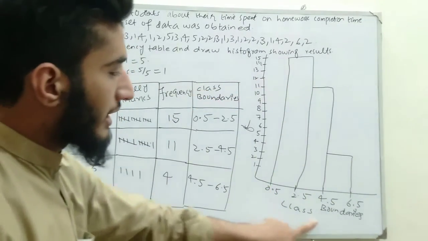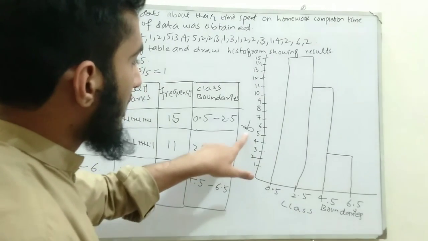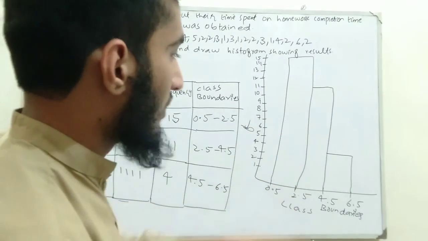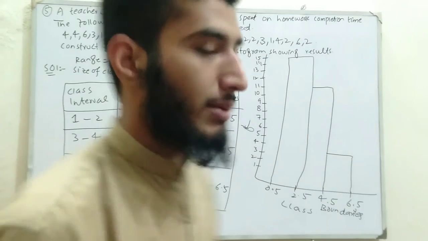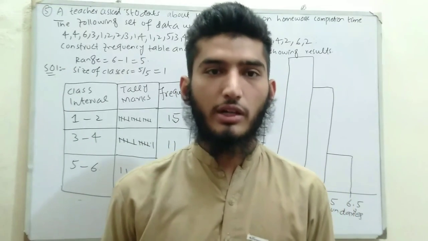For the histogram, on the x-axis we have class boundaries, and on the y-axis we have frequency. So this is our histogram for question number 5. With this question, exercise number 6.1 is completed.